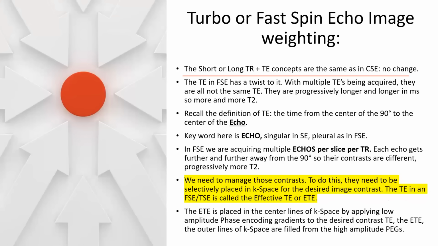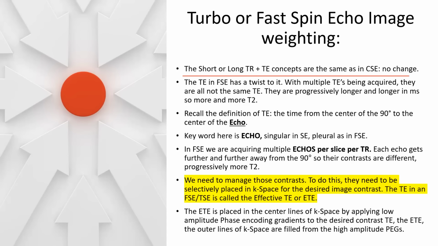Okay, so now turbo or fast spin echo weighting. Short or long TR and TE concepts, they still apply. So short TR, short TE, and a short echo train is going to give you T1. Okay, so short, short, and short. The same thing is true for T2. Long TR, long TE, and a long echo train is going to give you more T2 weighting.